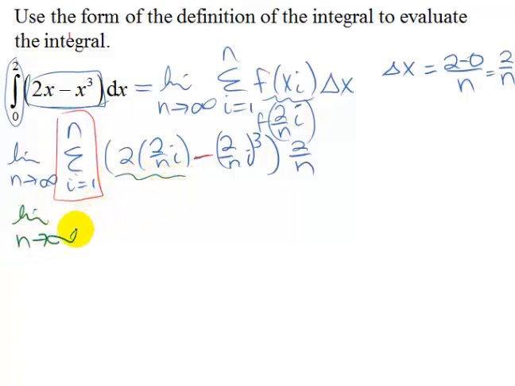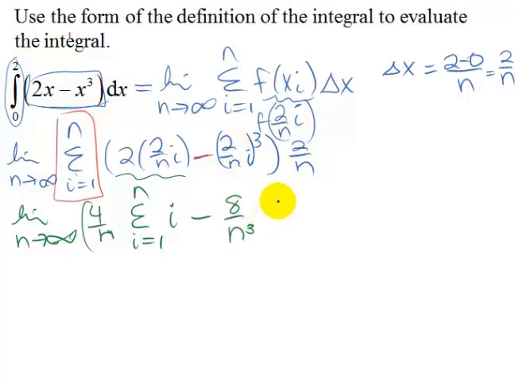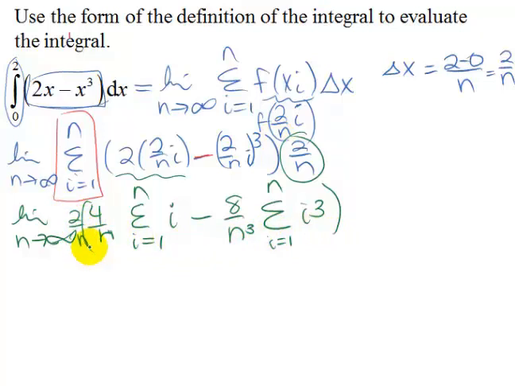Looking at this piece, we could put 4 over n out in front and then leave our summation i equal 1 to n, and we have the i. Then we can subtract, and this would be 8 over n cubed. We can move that out in front, and then we have the summation i equal 1 to n of i cubed. Oops, I still have this 2 over n that I didn't write here, so let's move that out in front as well. I'm just going to put that right here, 2 over n.